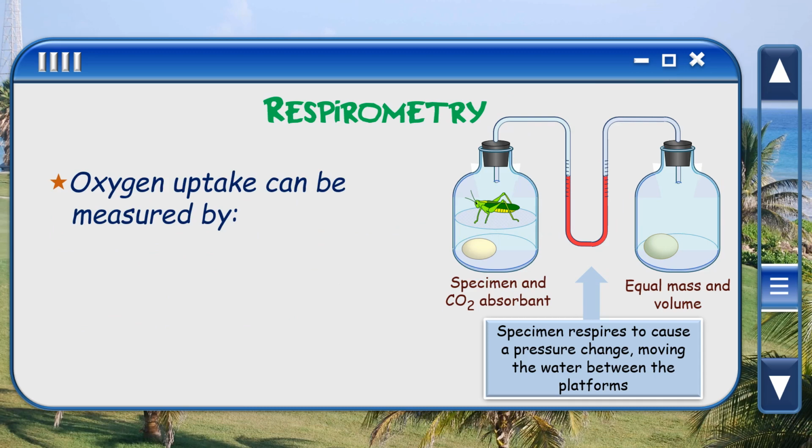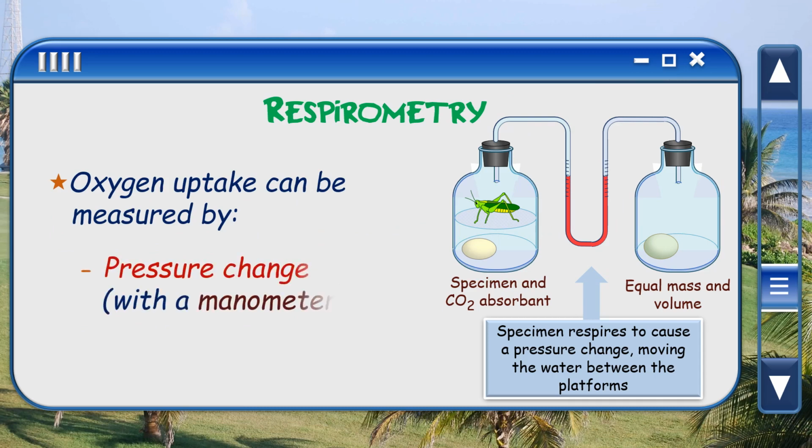So oxygen uptake can be measured by pressure change in the manometer. When this specimen takes in oxygen, the oxygen in the tube is going to go into the cylinder. As the oxygen goes into the cylinder, it is going to pull the water, so the water level on this side is going to rise and on the other side it is going to go down. Therefore, oxygen uptake can be measured by the pressure change in the manometer.